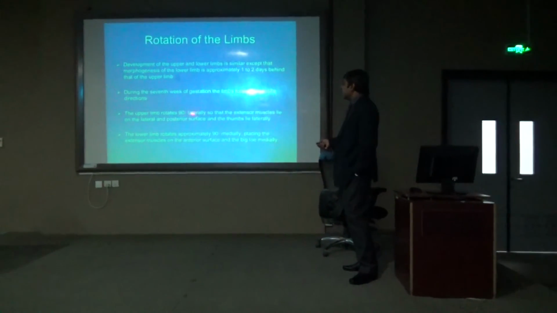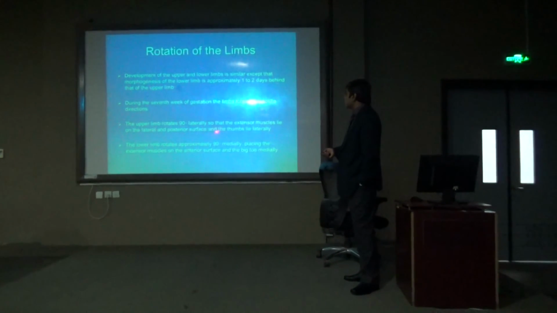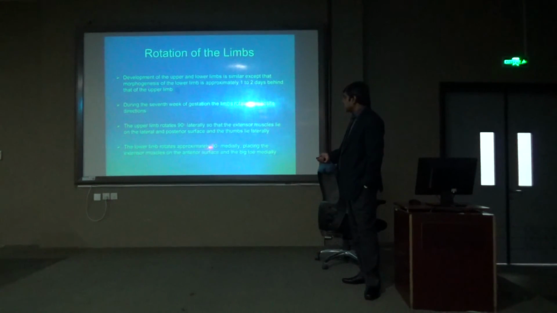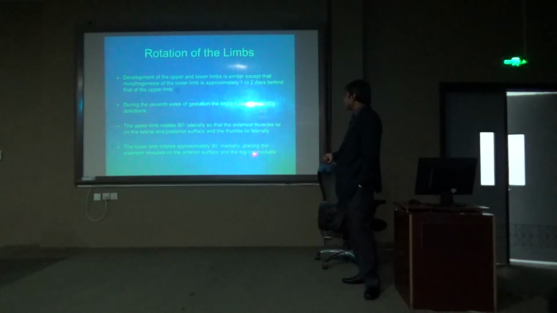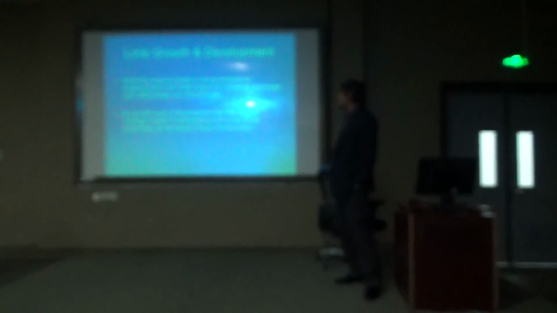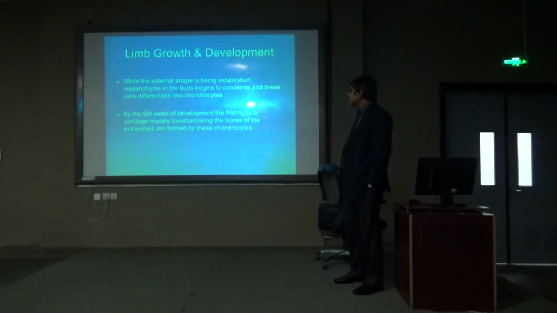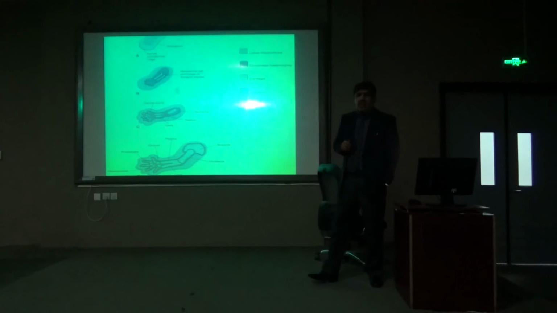Upper limb rotates 90 degrees laterally so that the extensor muscles lie on the lateral and posterior surface and the thumbs lie laterally. Lower limb rotates approximately 90 degrees medially, placing extensor muscles on the anterior surface of the big and middle toe like this. Simple. Limb growth and development. All story. Just look at this picture.